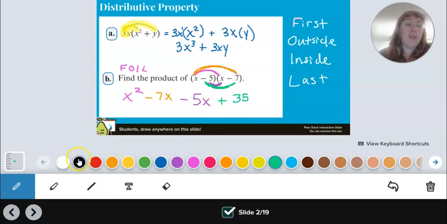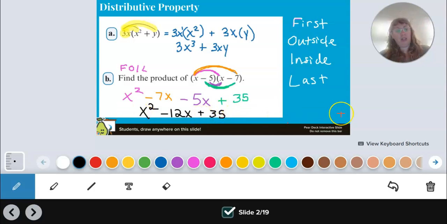So now we have 4 terms in total, and we think, can any of these be combined using addition or subtraction? So x squared is going to stay as it is. There's no other x squared terms. We do have this -7x and -5x. They both just have an x, right? An x to the first power. So we can combine them. -7 minus 5 is a -12x. And then we have this plus 35. And that's our trinomial. That is our solution here.